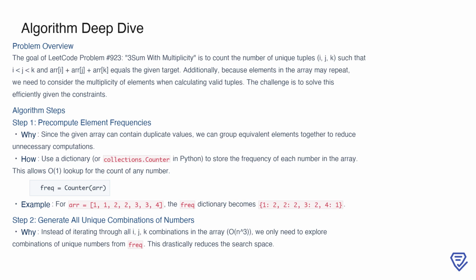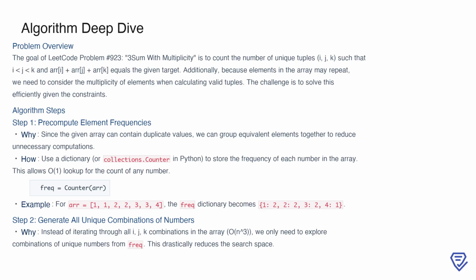In this problem, the objective is to determine the number of unique tuples, i, j, k, where i is less than j is less than k, such that the sum of the elements at these indices equals the given target. Since the array may include duplicates, we need to account for the multiplicity of elements when counting valid combinations.